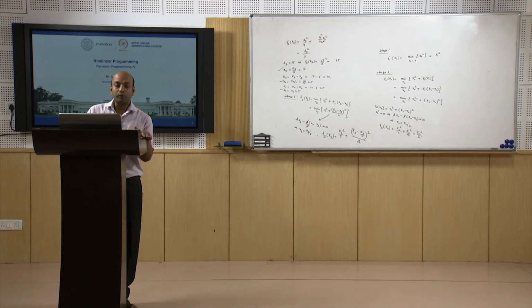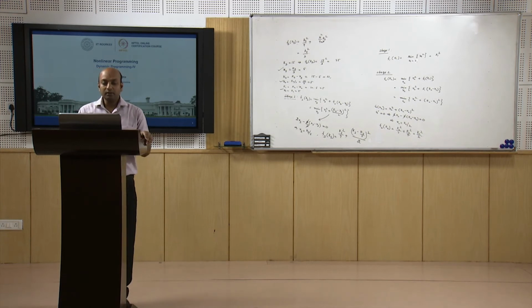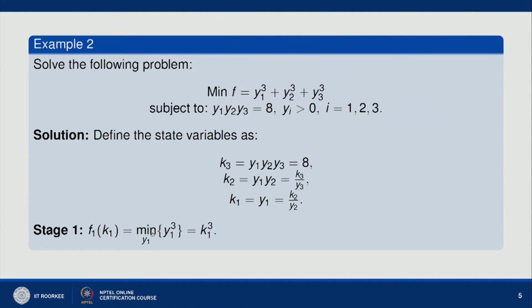Now, in stage 1, we take the minimum of the first component of the objective function, that is y1 cube. In the second stage, we take y2 cube plus whatever we obtained in the previous stage, that is stage 1. It is an addition here.